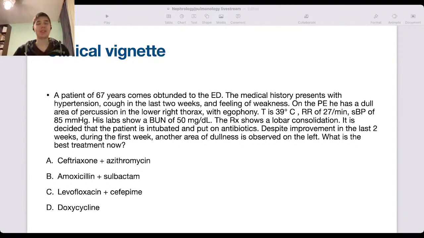Yes, exactly. This is the trick, because in the question, the clinical presentation in the beginning is a community-acquired pneumonia, but he's treated in the first phase, so it's a hospital-acquired pneumonia, indeed. Now, can you tell me why he was hospitalized?